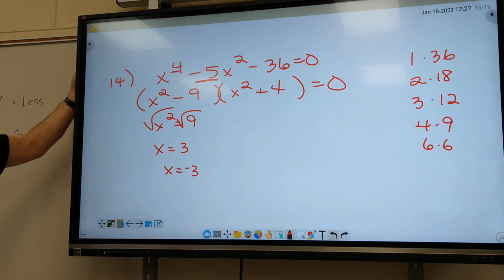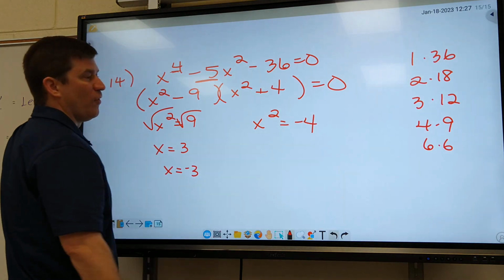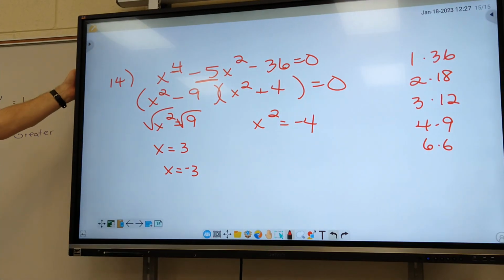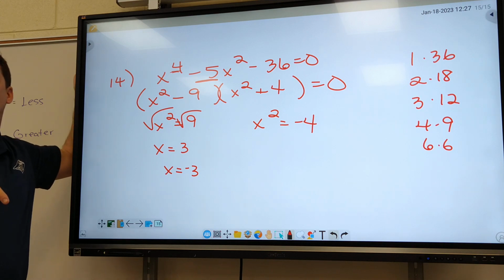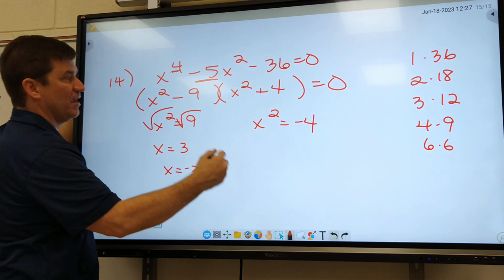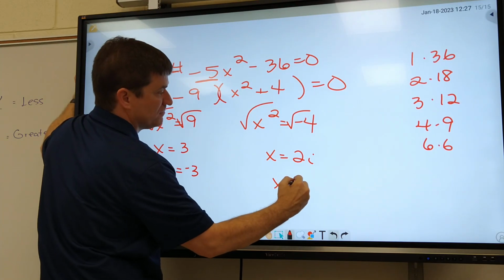All right, how about on the other one? Move your 4 over, we get -4. What you got on this one when you take a square root? Plus or minus what? 2i. Why is it an i on this one? Because it's negative. So this one will be positive 2i and negative 2i.